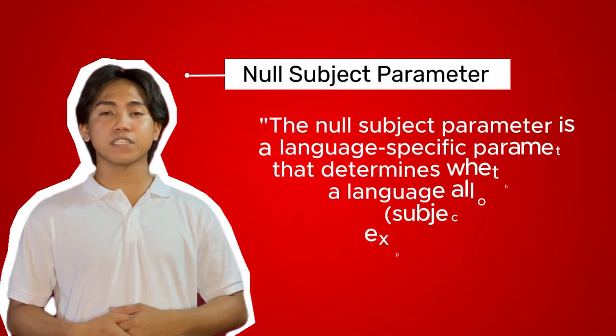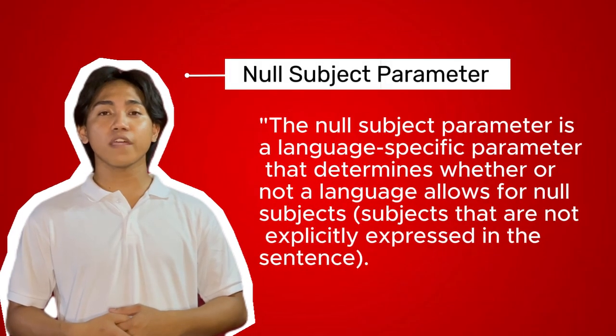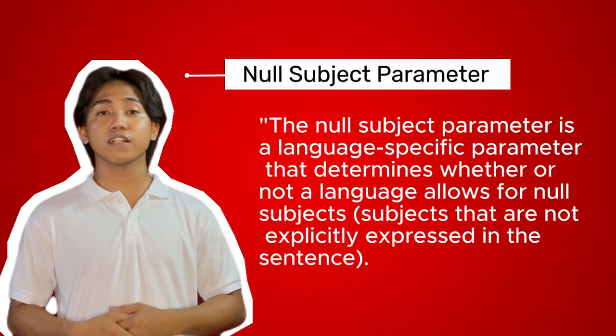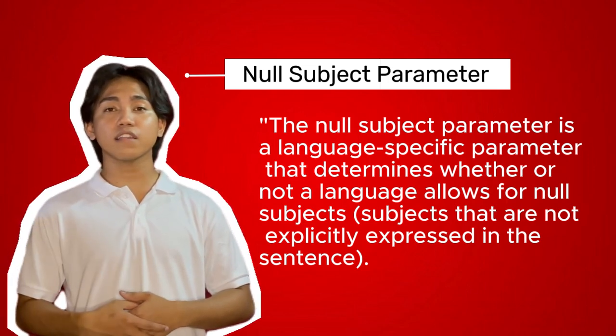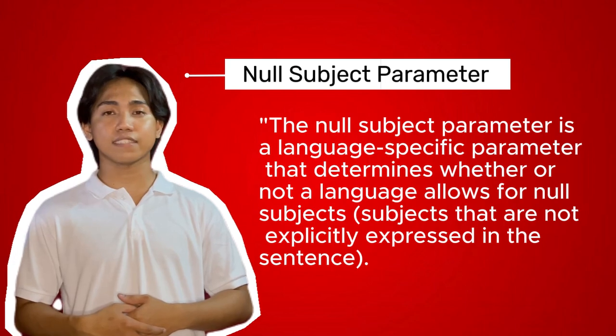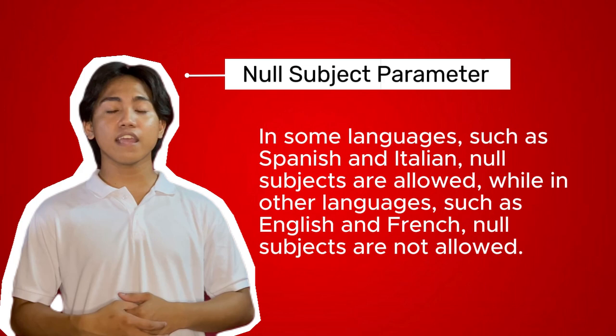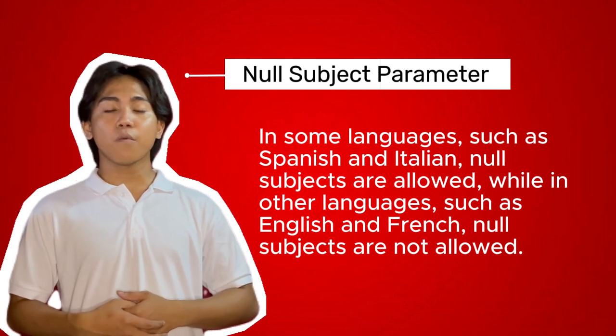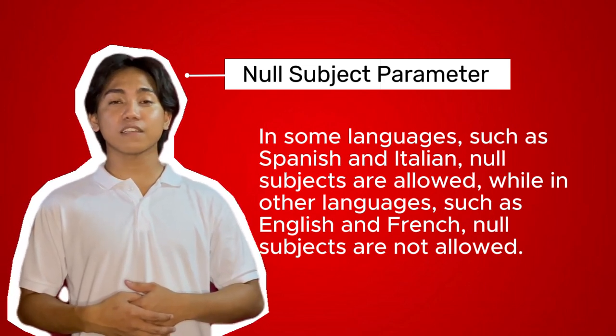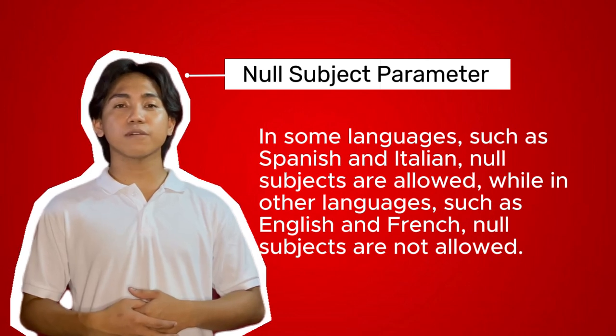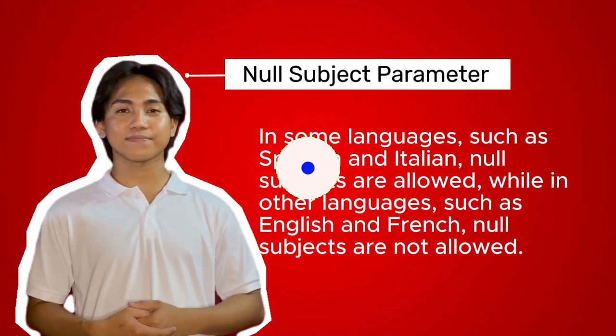The next topic is the null subject parameter. The null subject parameter is a language specific parameter that determines whether or not a language allows for null subjects, or subjects that are not explicitly expressed in the sentence. In some languages, such as Spanish and Italian, null subjects are allowed, while in other languages such as French and English, null subjects are not allowed.